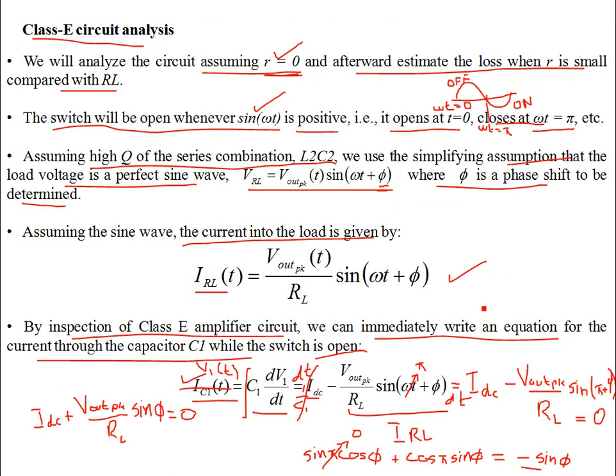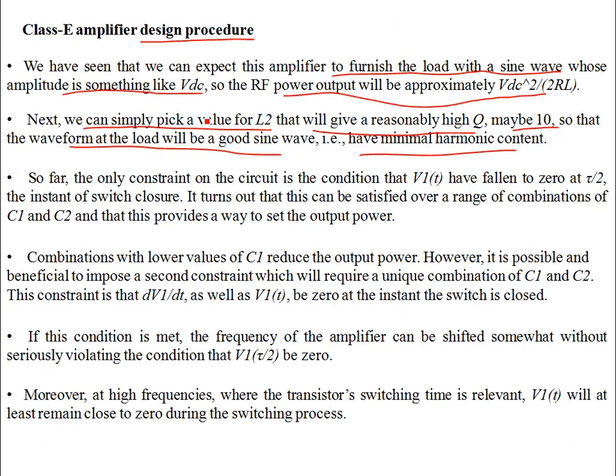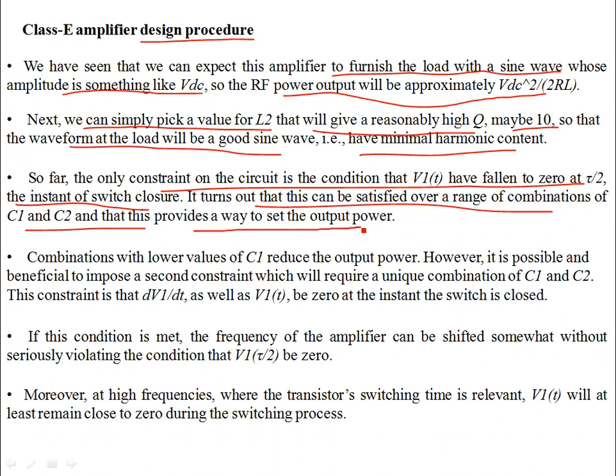The constraints were that the switch is open at t equal to 0 and closes at omega t equal to pi. So basically this is what you have. The only constraint on the circuit that we have seen before was that V1(t) has fallen to 0 at tau by 2, the instant of switch closure. Then it turns out that this can be satisfied with a range of combinations of C1 and C2 that provides a way to set the output power.